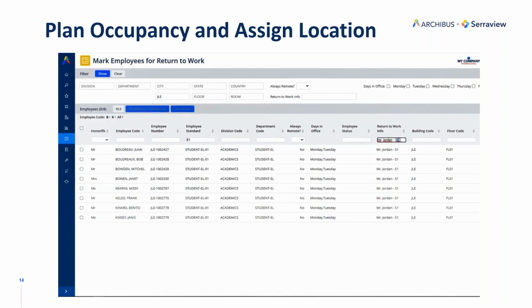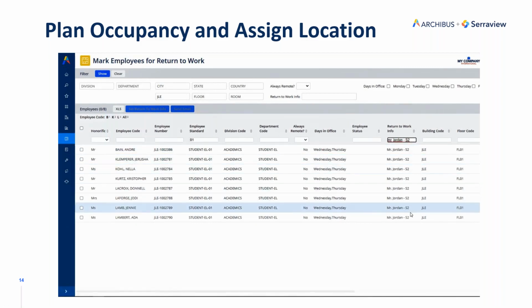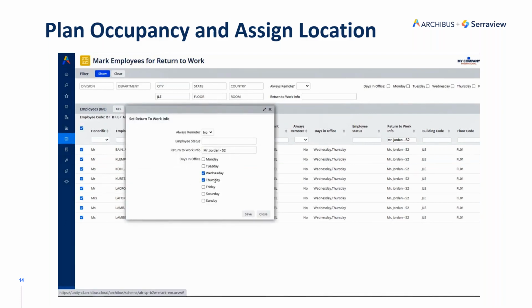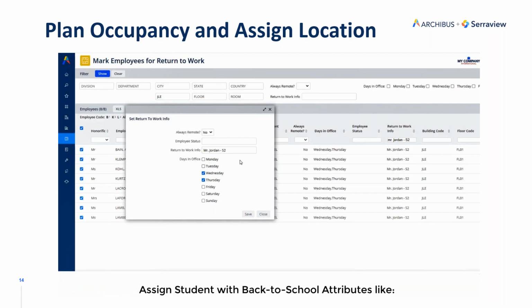In the same way, I'm going to go to shift 2, or section 2, or subsection 2, however you want to call it. Select them all and give them the attributes of coming into school on Wednesday and Thursday.